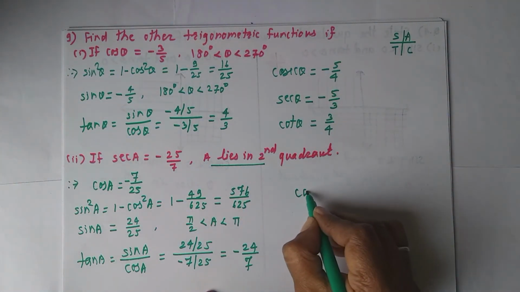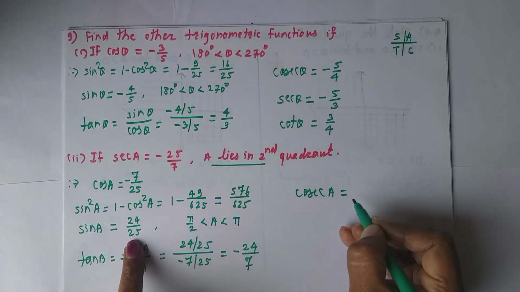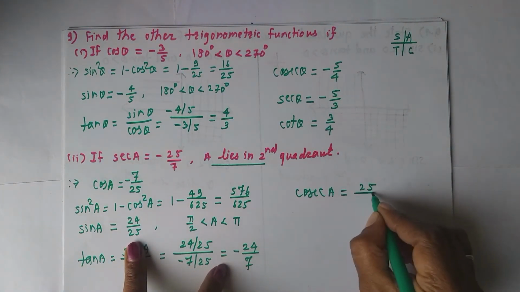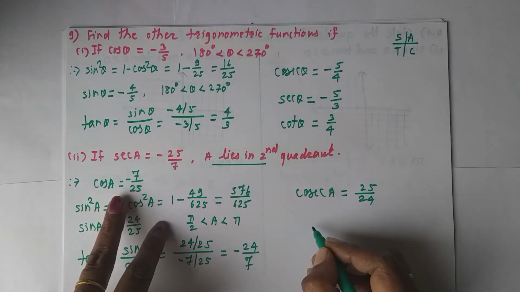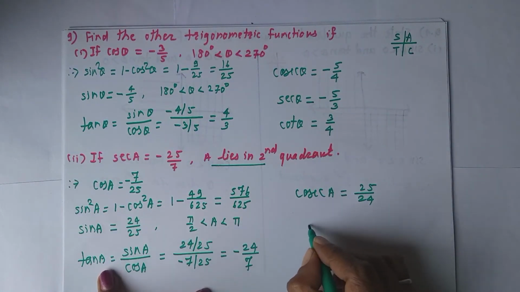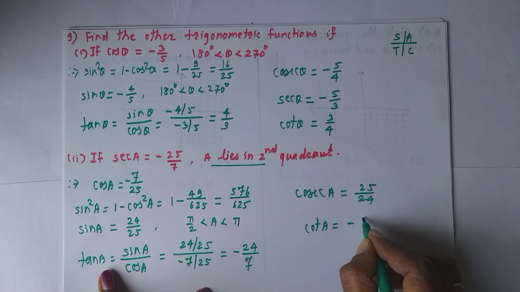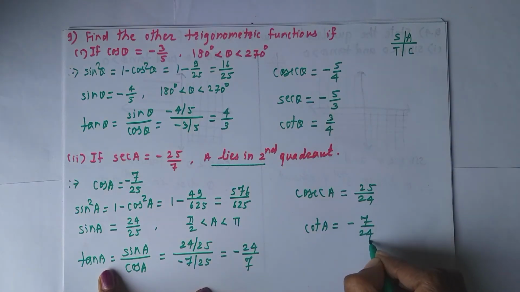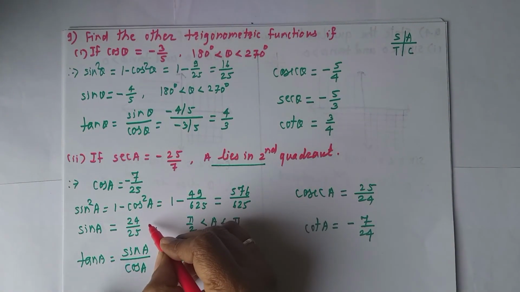Take the reciprocal of sin, we will get cosec A. Cosec A will be 25 divided by 24. Then cos A we have already found. Then cot A will be minus 7 divided by 24. In this way all the functions we have found.